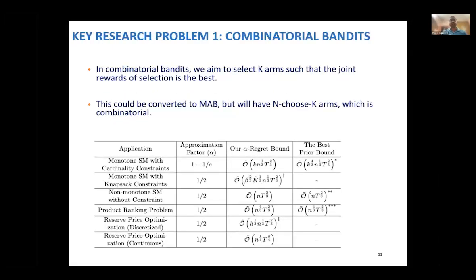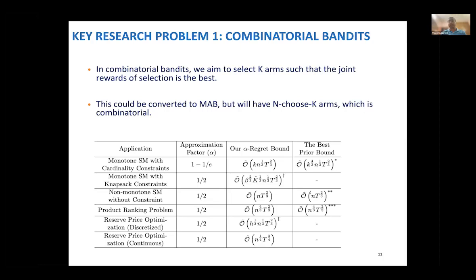So in terms of other key problems that we are working towards, the first problem is combinatorial bandits. In the standard bandits that we mentioned, we were picking one arm at a time. In combinatorial bandits, we aim to select k arms at a time out of a total of n arms, such that the joint selection of rewards is the best. So think of an application where you are giving k advertisements on a page, and you have to figure out which k advertisements to give to the user.